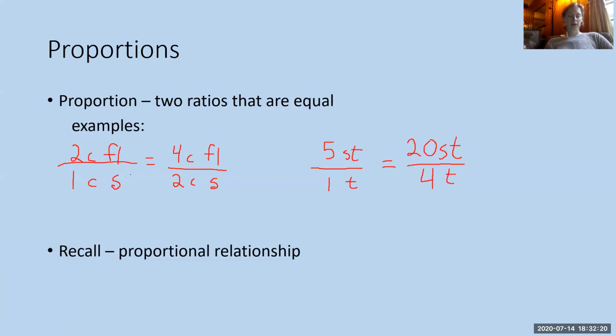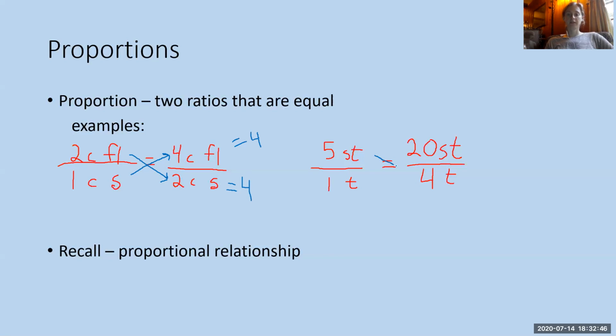But look at the cross products of this first proportion. We say 1 times 4 equals 4. And 2 times 2 also equals 4. So the cross products of these 2 ratios are the same. That's another way we know that these 2 ratios do indeed form a proportion.